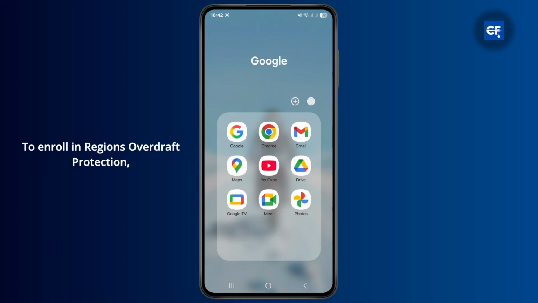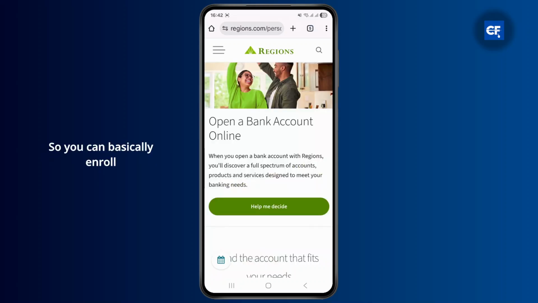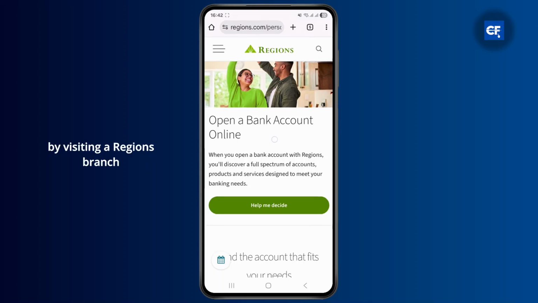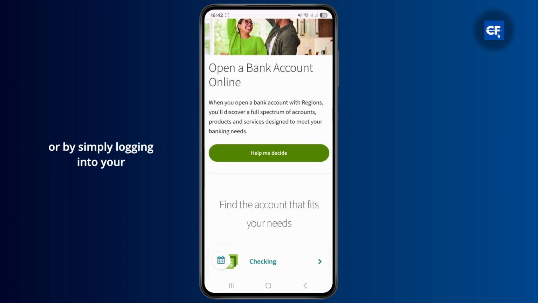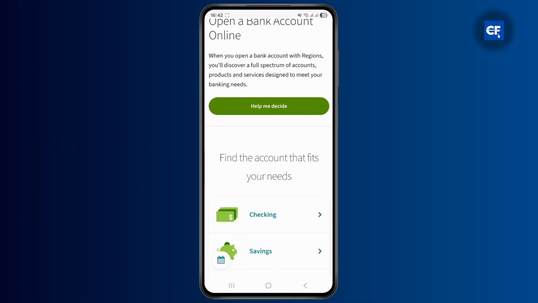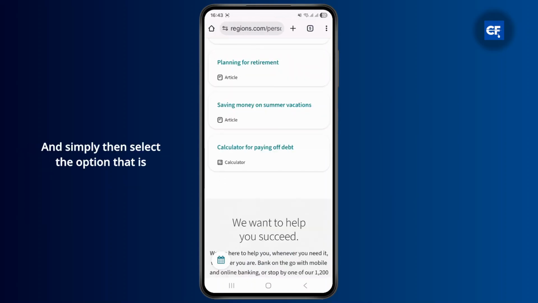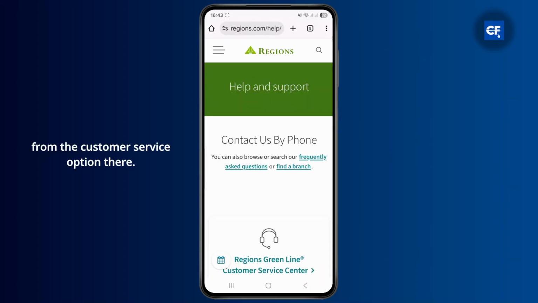To enroll in Regions overdraft protection, you must first have or open an eligible Regions funding account such as a savings, money market, or credit card. You can enroll by visiting a Regions branch, calling the number mentioned, or by logging into your Regions online banking account, navigating to the customer service tab, and selecting the option to manage overdraft protection from the customer service options.